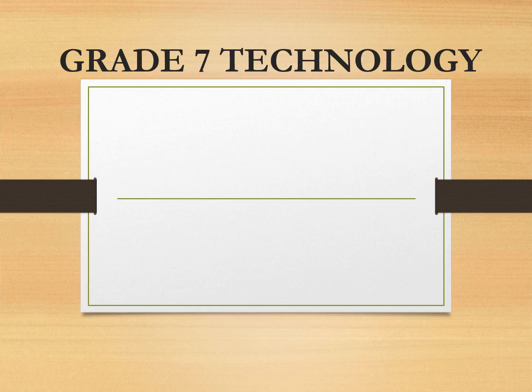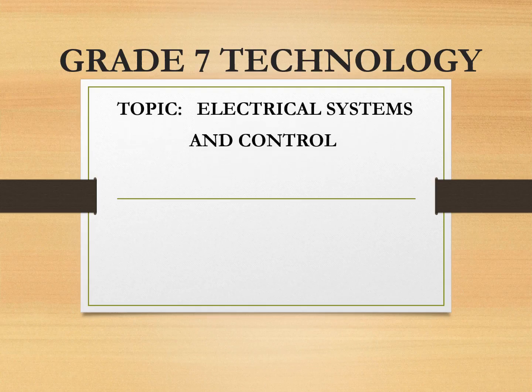Good day once more. Today we're treating technology grade 7, and our topic is electrical systems and control. We are focusing today on magnetism. One may ask himself or herself why magnetism in electricity. The answer is very simple. We use electricity in order to create magnetism or a magnet, and we also can use a magnet in order to create electricity, more especially when we talk of alternating current.